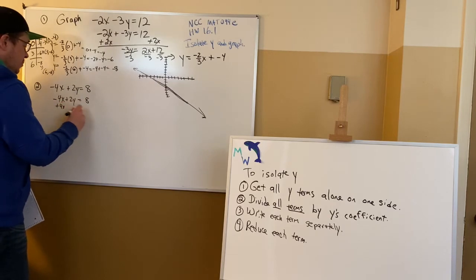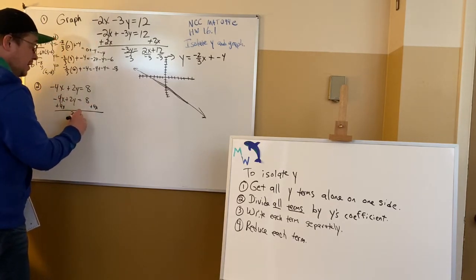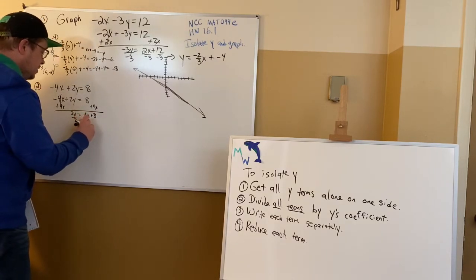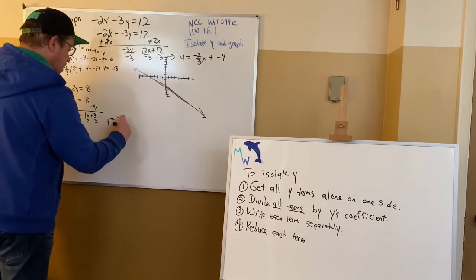I'm going to add 4x to both sides, no 12s. Only combining like terms. 2y equals, we got a 4x and we got a positive 8 to divide by 2 in each case. And therefore our y equals 2x plus 4.